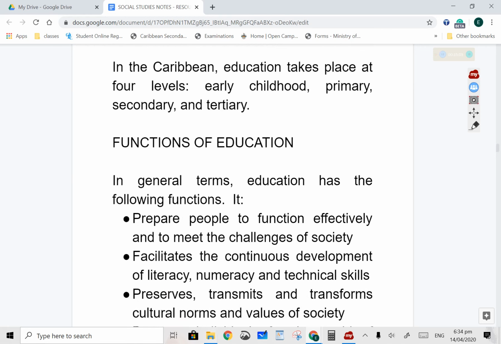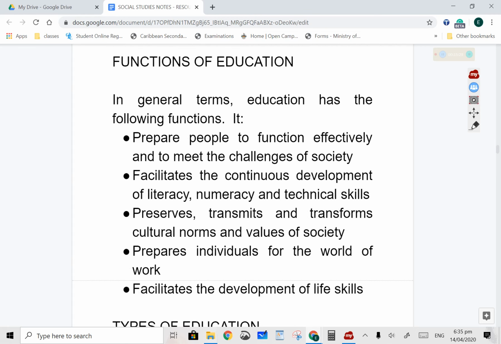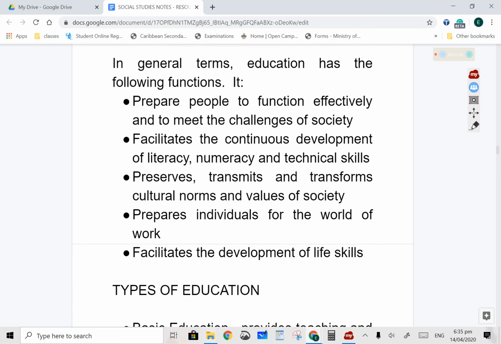Functions of education. Now we can go back a little bit. So we have different levels of education that you should actually try to learn. You have early childhood, that's like kindergarten, right? Then you have primary, what we call primary school. You have secondary school, like high school, and then you have tertiary, that's like college, universities, etc. Right? Functions of education: prepare people to function effectively and to meet the challenges of society. Facilitates the continuous development of literacy, numeracy, and technical skills. Preserves, transmits, and transforms cultural norms and values of society.